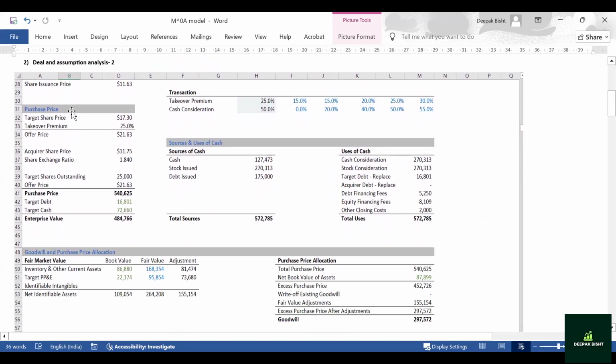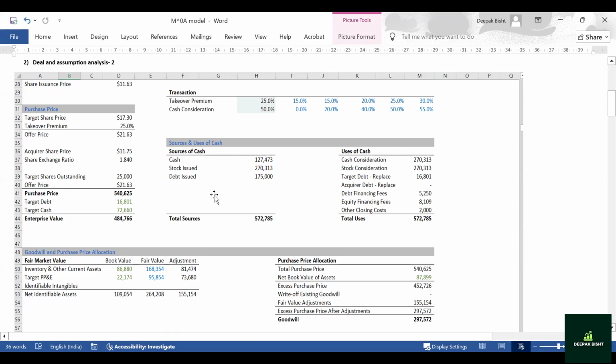Here we are also talking about the purchase price. Target share price is this much. Takeover premium is 25% and offer price is 21.63. Acquirer's share price is 11.78. Share exchange ratio is 1.840. So we are not only going to give cash, we are going to issue stock also, at 1.840 times the ratio. Target shares outstanding are this much, offer price is this much, so purchase price will be 546.25. For the target, we are using debt here, cash here, and enterprise value will be this much, 487,776.